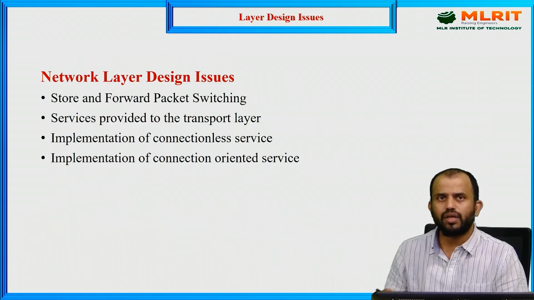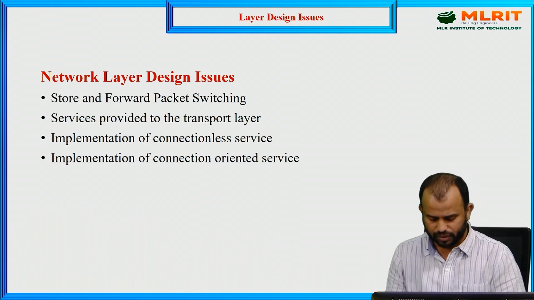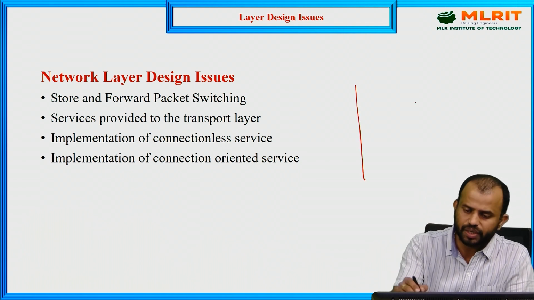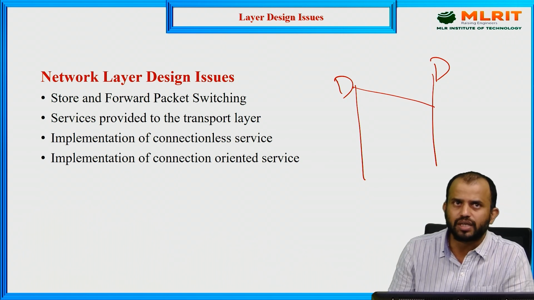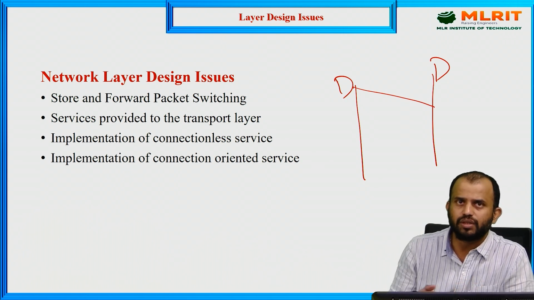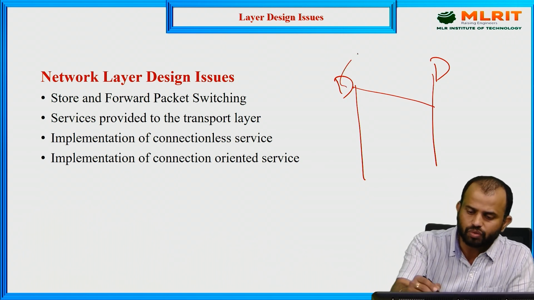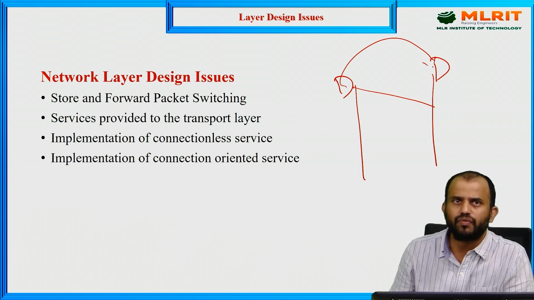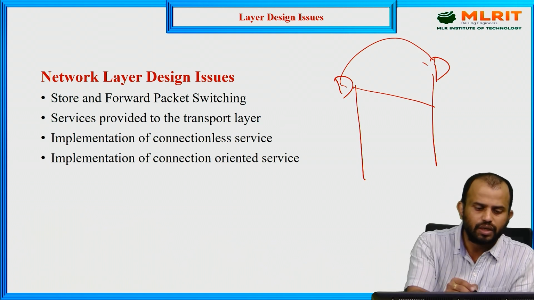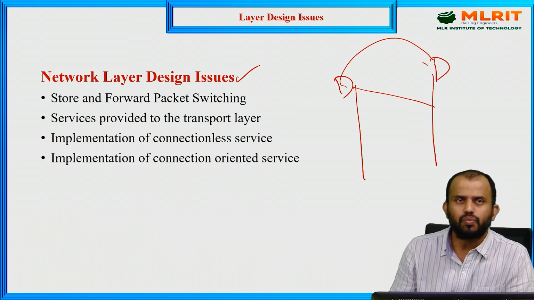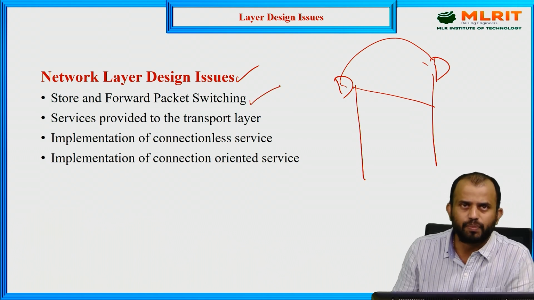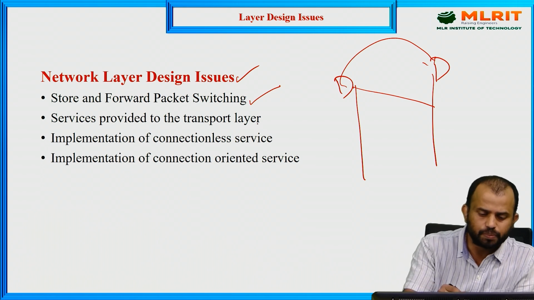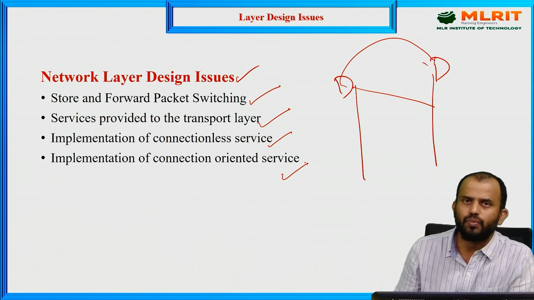And in the network layer, while we assign data transmission from one station to another station, design the shortest path, and transmit information using logical addressing from one network to another network, we face some design issues, which we call network layer design issues. So what are the network layer design issues? The first one is store and forward packet switching. The second one is services provided to the transport layer, and implementation of connectionless as well as connection oriented services.